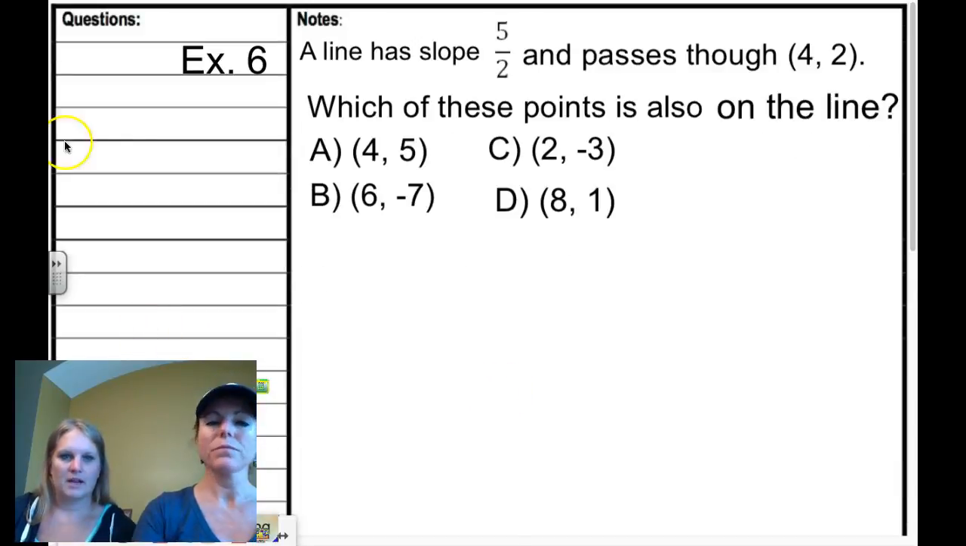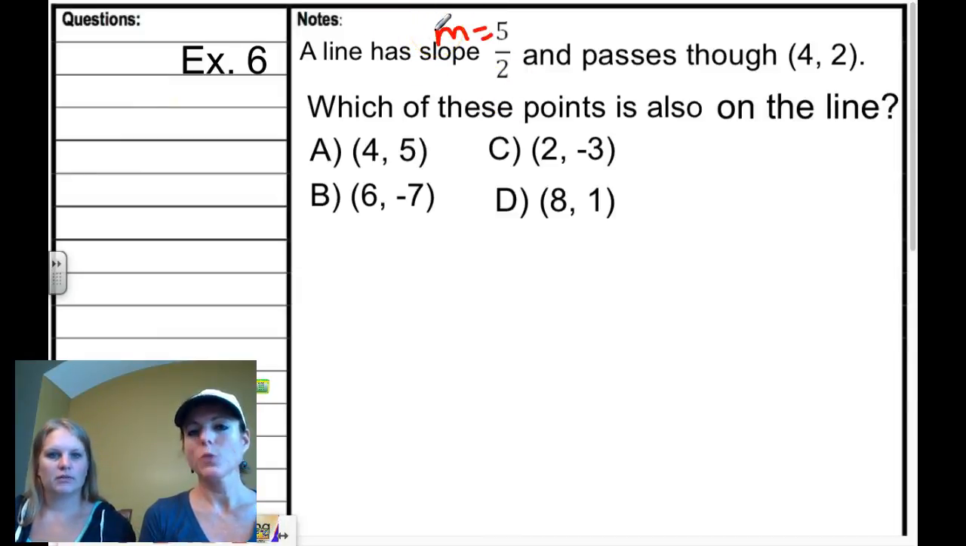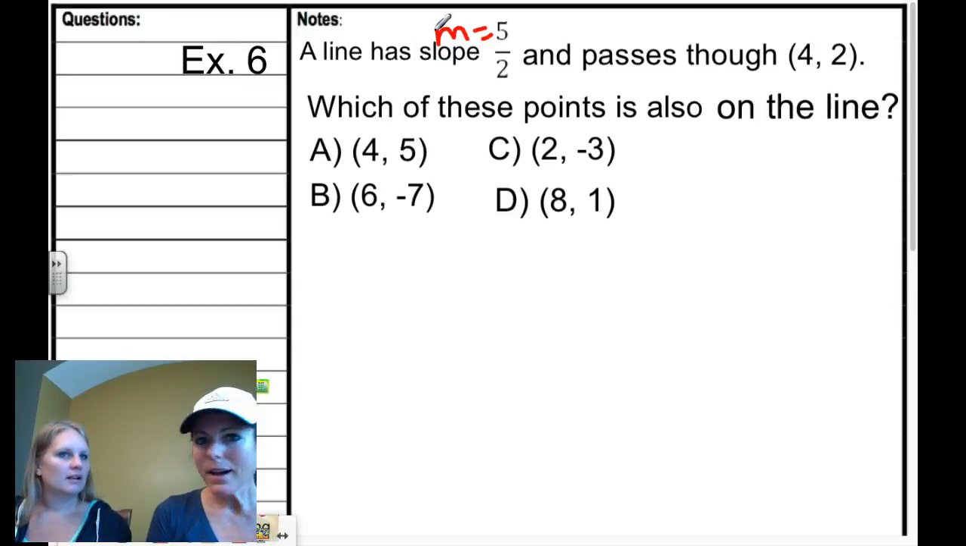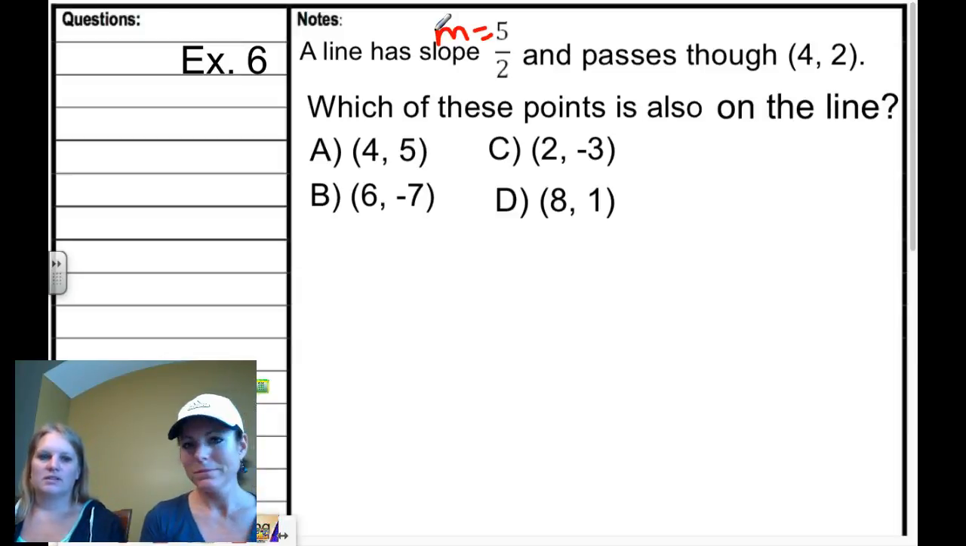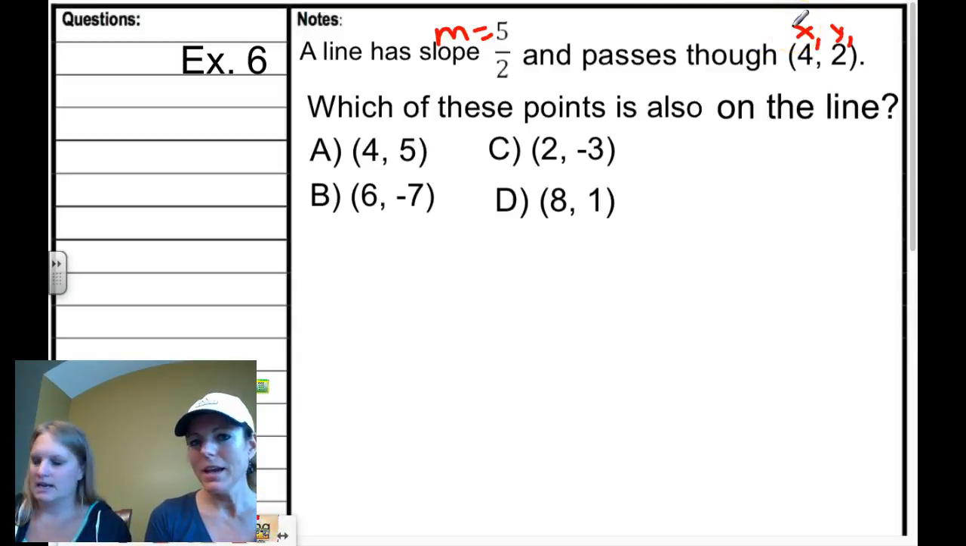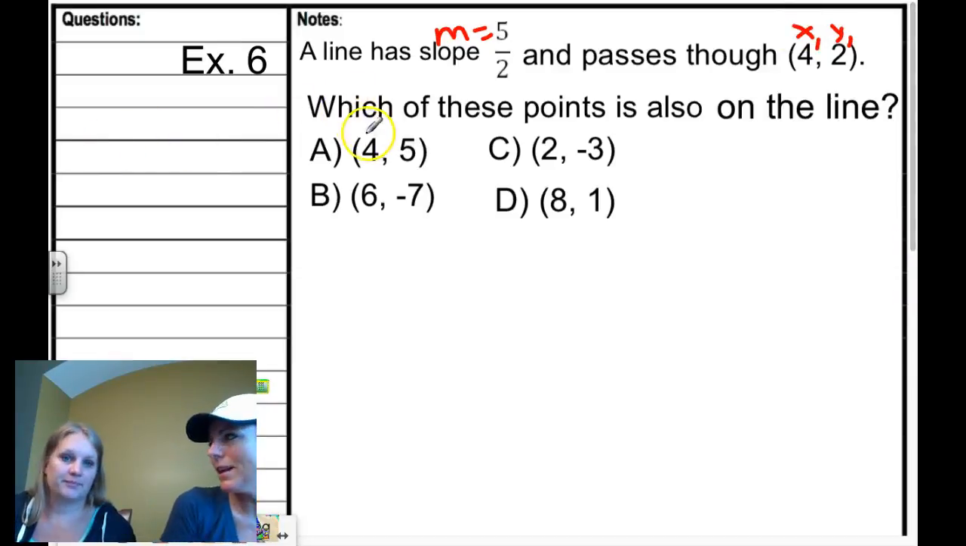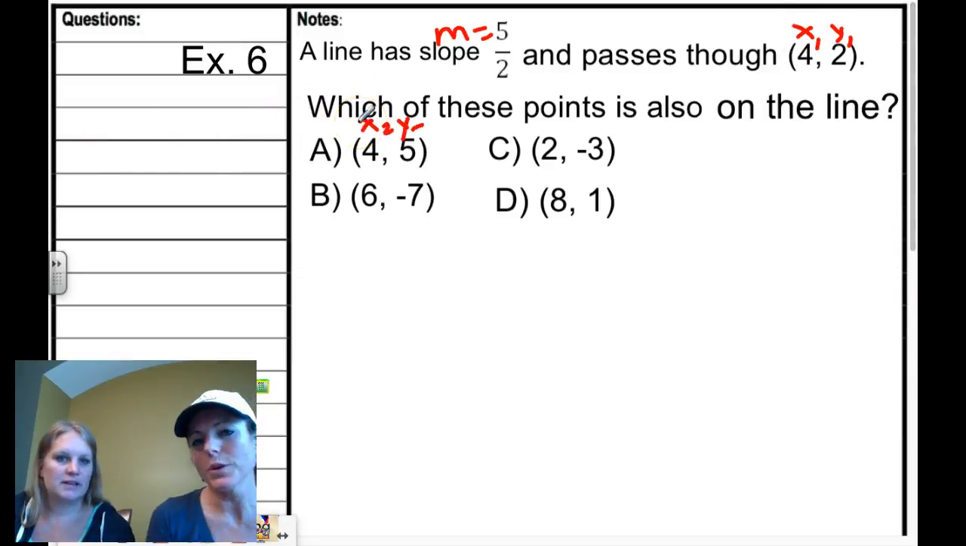Okay, so the line has a slope of 5 over 2, so that's our m, and it goes through 4, 2. Which of these points is also on the line? Well, if it's on the line, it's going to have the same slope. What do you think is the easiest way to do this problem? Let's just find the slope using one of the points we already know. So this could be X1, Y1, and then we plug it in. It's kind of trial and error. We're checking each one.